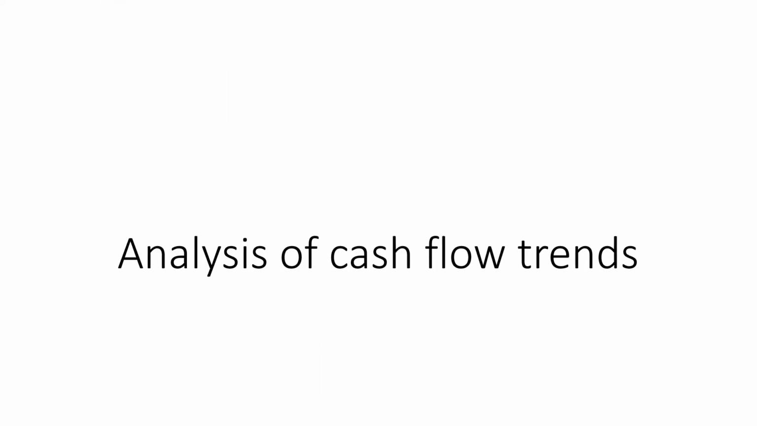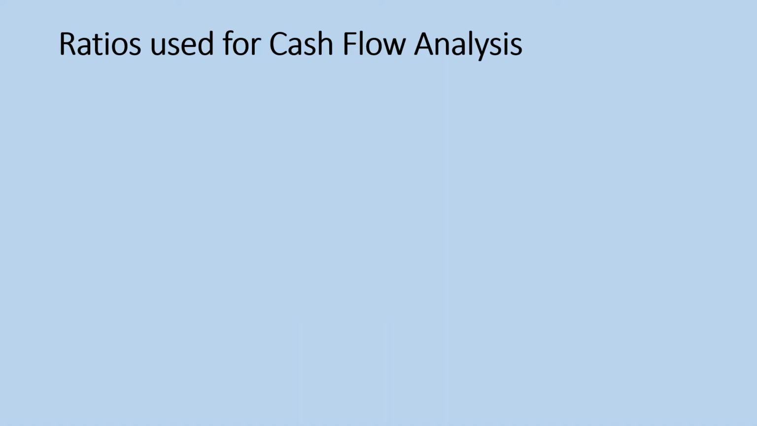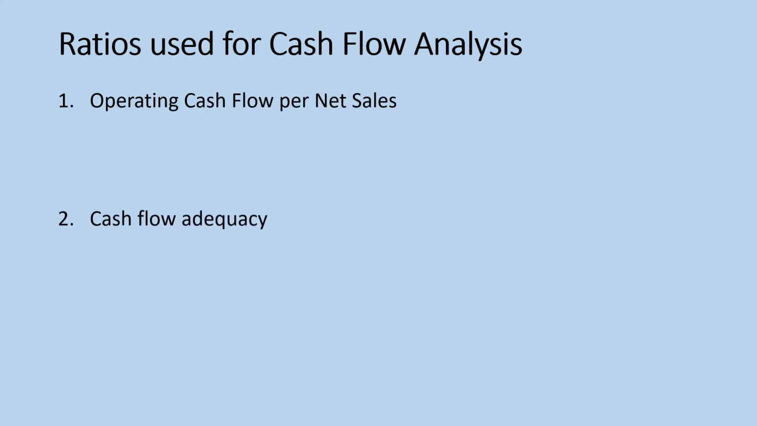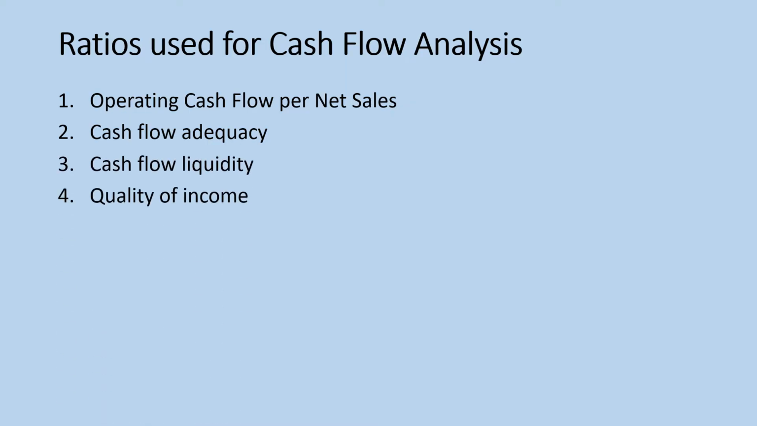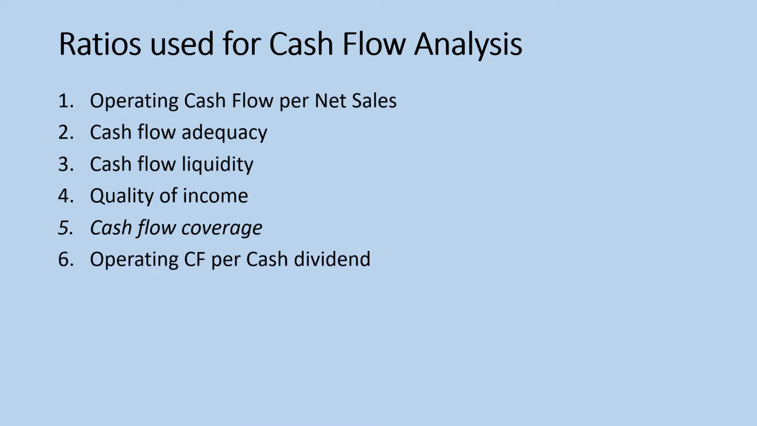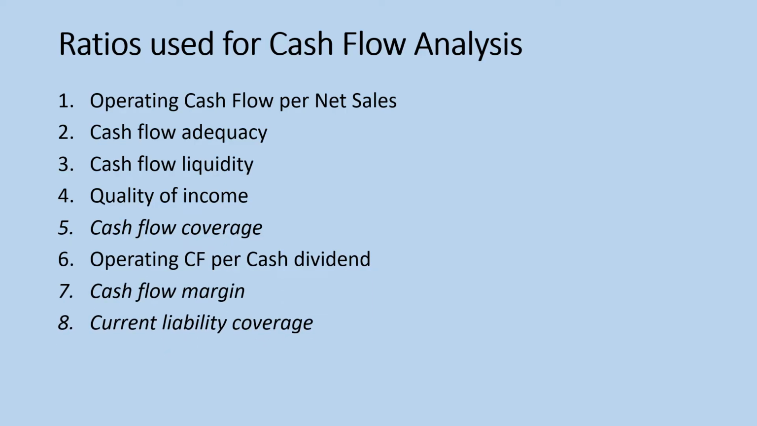Now let's analyze the cash flow trends. There are mainly nine ratios which are used for cash flow analysis. The first one is operating cash flow per net sales, then cash flow adequacy, cash flow liquidity, quality of income, cash flow coverage, operating cash flow per cash dividend, cash flow margin, current liability coverage, and finally, price to cash flow.